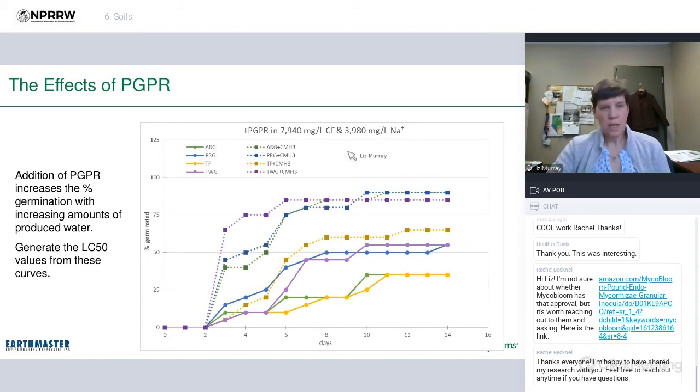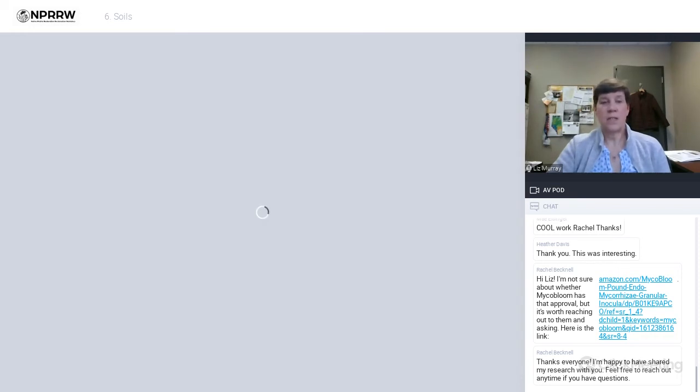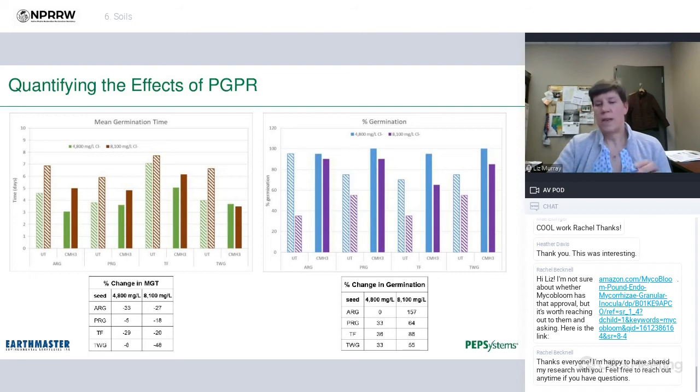I've actually converted the produced water to milligrams per liter of chloride and sodium. You can see that at the top there. So there's an obvious advantage to coating these seeds in PGPR when they're germinating in high salinity conditions. I do want to point out here that PGPR offer an advantage to seed germination when they have challenging conditions. If you're growing in optimal conditions, you won't see an effect from coating with PGPR. It really shines when you have challenging conditions like high salinity or hydrocarbons or something along those lines.